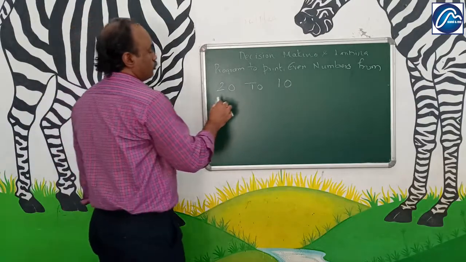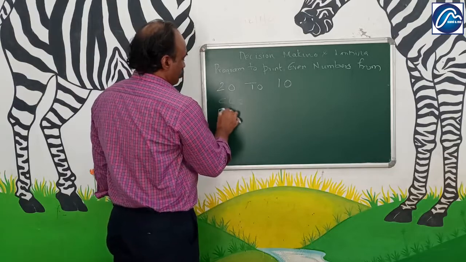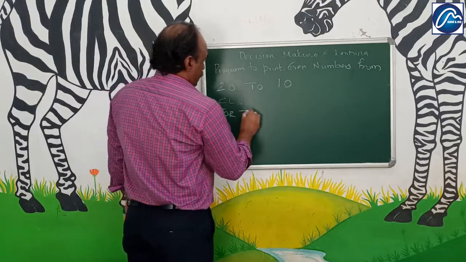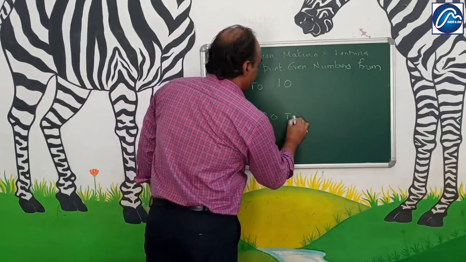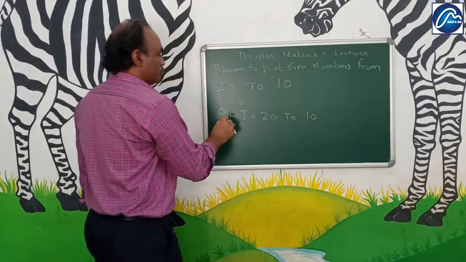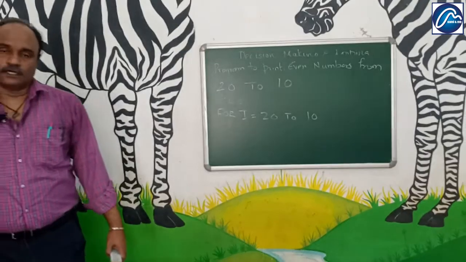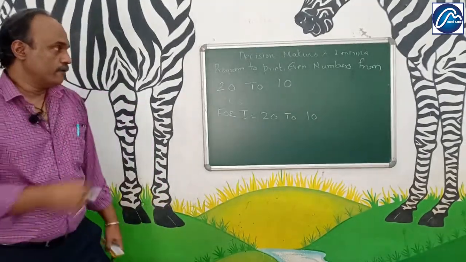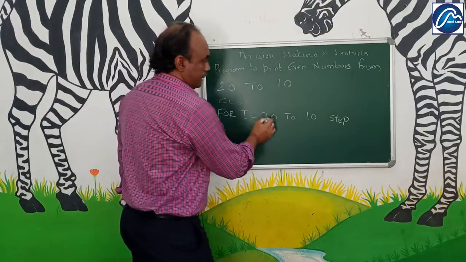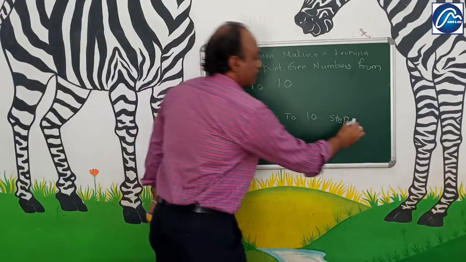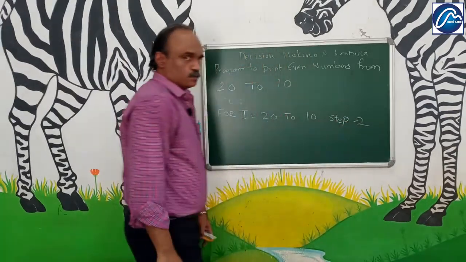So how are you going to write the program? First one will be CLS. Second will be what? For I equal, what is the initial value? 20. Final value will be 10. And I want what? Even numbers. What are even numbers? Numbers which are divisible by 2 are called even numbers. So what will be the step which has to come here? See, if it was 10 to 20, then I would have given step 2. Now it is 20 to 10, so I will be giving step -2.